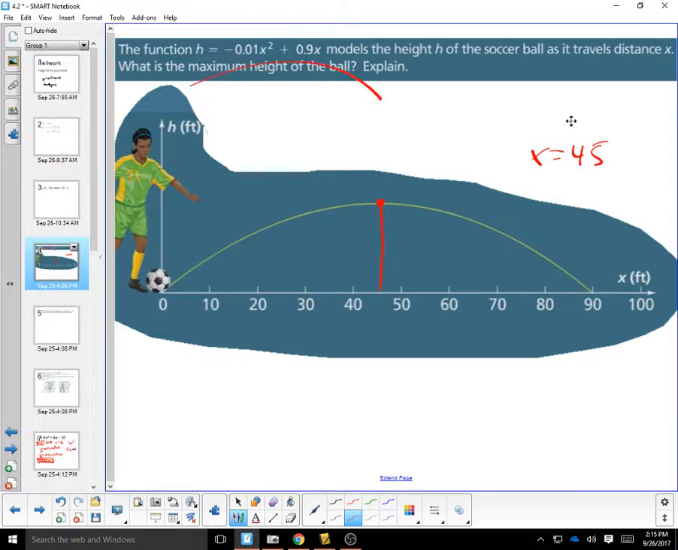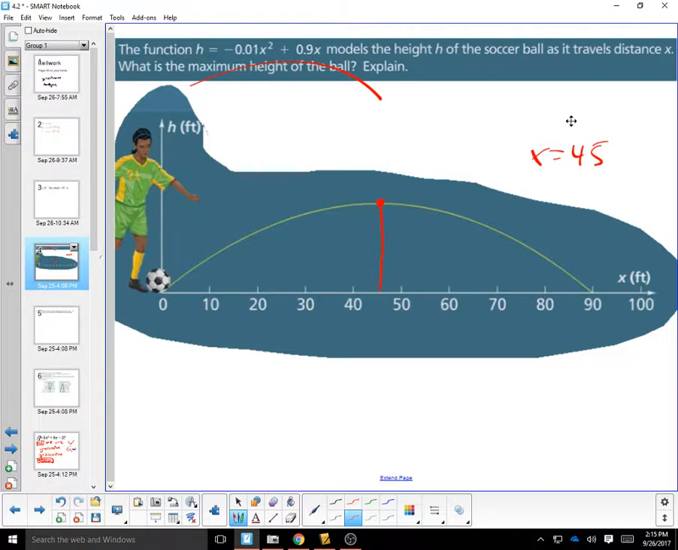Now that I have an x, and I have the equation, what can I do with that 45? Plug it in. And what should it spit out? Your y. Y, which in this case is how high the ball went. Make sense? Math. Questions on that from anybody? Anybody? No? Cool.